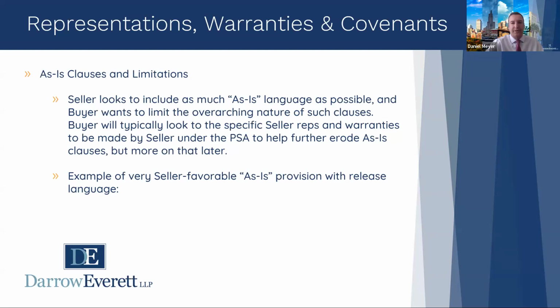On the reps and warranties, particularly in commercial real estate transactions, most deals are going to be as is. They're also sometimes referred to as as is, with all faults. But essentially, any seller of a commercial real estate asset is going to want to, as much as possible, make the deal as is, limit the express reps and warranties they make, and really try to shift the diligence responsibility onto the buyer. So that's the goal of the seller. The buyer obviously wants to chip away at that.